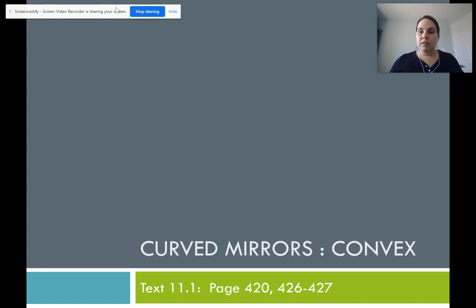This week really is going to build on itself. This first day we're going to be talking about an introduction to curved mirrors and convex mirrors. Tomorrow we'll be talking about concave mirrors, and you'll be finishing off this week with a gizmo.